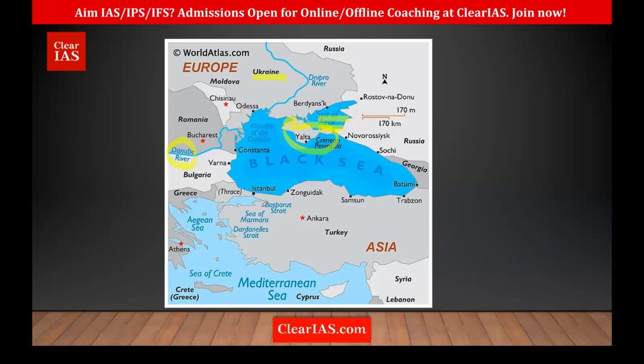So then another thing you must remember is the Bosphorus Strait. This is very important. If there is a question that Black Sea is connected to Mediterranean Sea through Bosphorus Strait, remember it is right. So how is Black Sea connected to Mediterranean Sea? Through Bosphorus Strait. So you must remember this Bosphorus Strait.